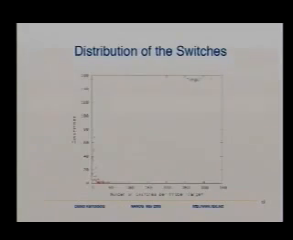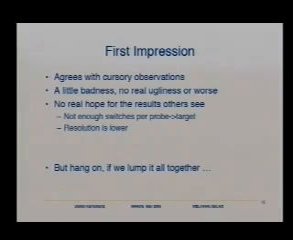Back to BGP. When we looked at the distribution of the switches, it wasn't so interesting. So our first impression was, this agrees with what we saw when we just looked at the data cursorily. There's a little badness, but not real ugliness or worse. And we didn't have real hope for this data set to show us the same thing that Peter and Randy saw, because our resolution is lower.